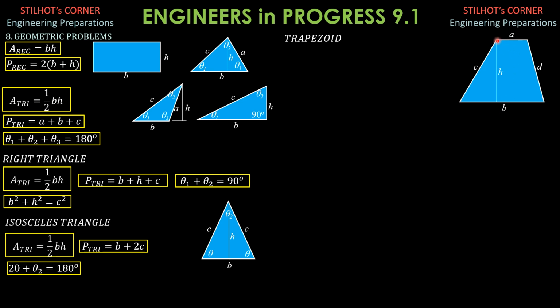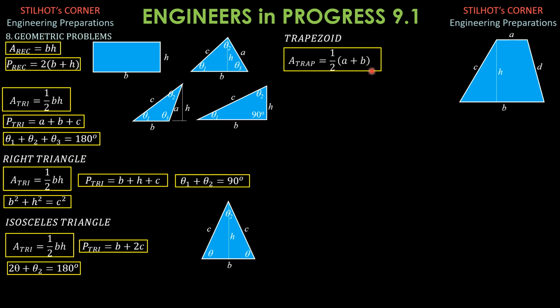So if you imagine, if I draw a line from this corner here to the opposite corner, the shape is divided into two triangles with common altitude h. For this triangle here on the right side, the base is A and the altitude is h, so the area is 1/2 A times h. And for this triangle here, the area is 1/2 BH. Therefore, the area of a trapezoid is 1/2 quantity A plus B times h.